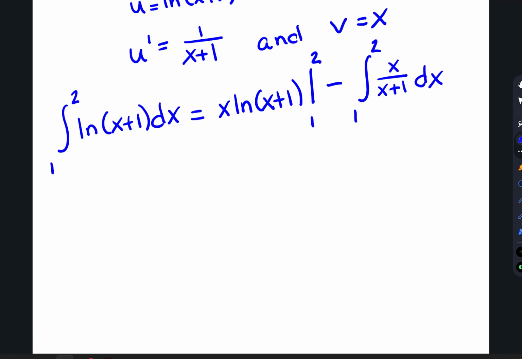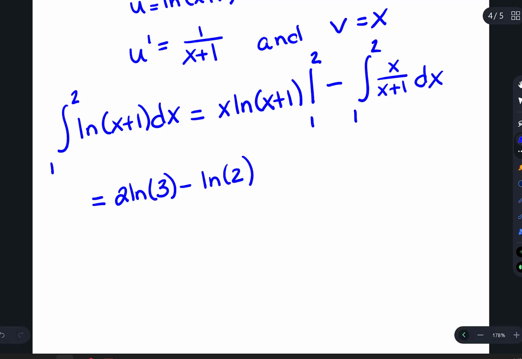So we'll keep the first term just for right now. Actually, we can go ahead and evaluate it from 1 to 2. So notice if we plug in 2, we're going to get 2 times the natural log of 3. And then, of course, we need to minus this evaluated at 1. So that would be 1 times the natural log of 2. So that takes care of that first term.